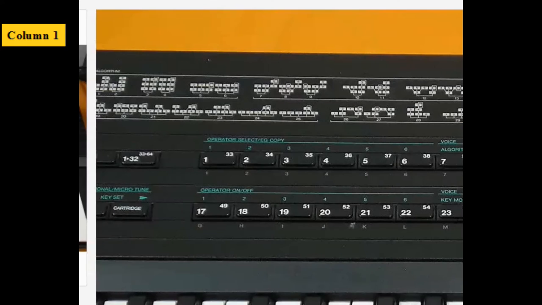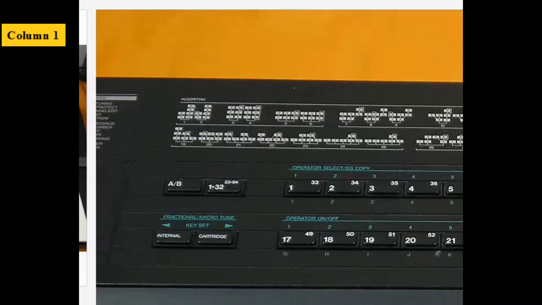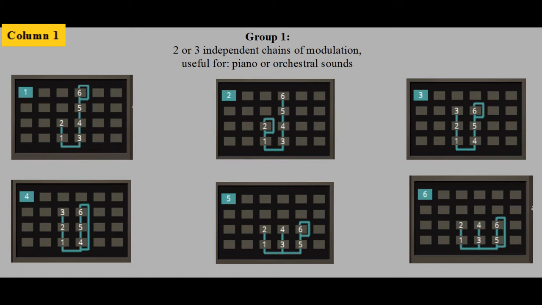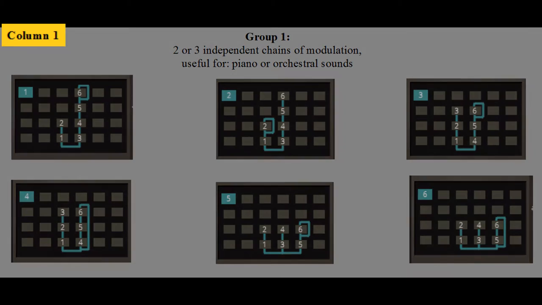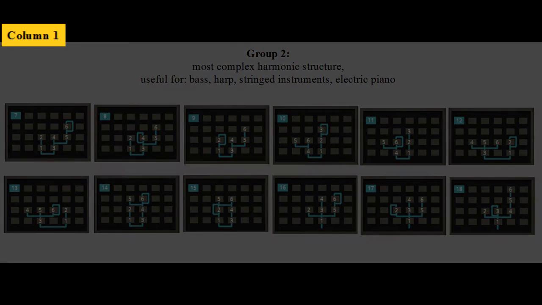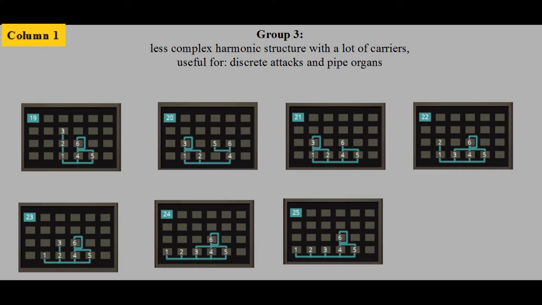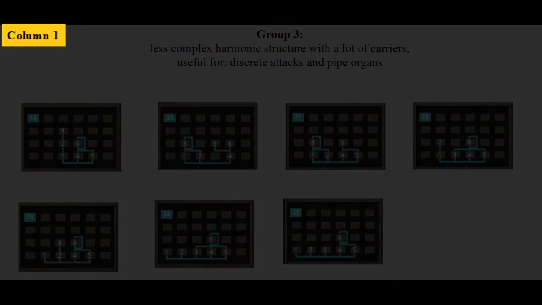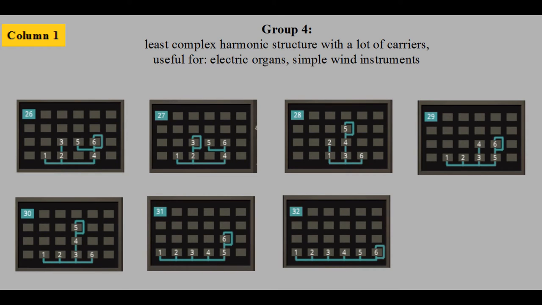Yamaha suggests to divide the 32 algorithms into 4 groups as they are drawn on the DX7. Algorithms 1 to 6 for piano and orchestral sounds, as they offer 2 or 3 independent chains of modulation for creating different parts of the sound, as we did in column 3 of workshop 1. Algorithms 7 to 18 for bass, harps, stringed instruments and electric piano, as they can create the most complex harmonic spectra. Algorithms 19 to 25 for sounds with discrete attacks and for pipe organs, as they have a lot of carriers. And algorithms 26 to 32 for electric organs and simple wind instruments, as they are the least complex in harmonic structure but have a lot of carriers.